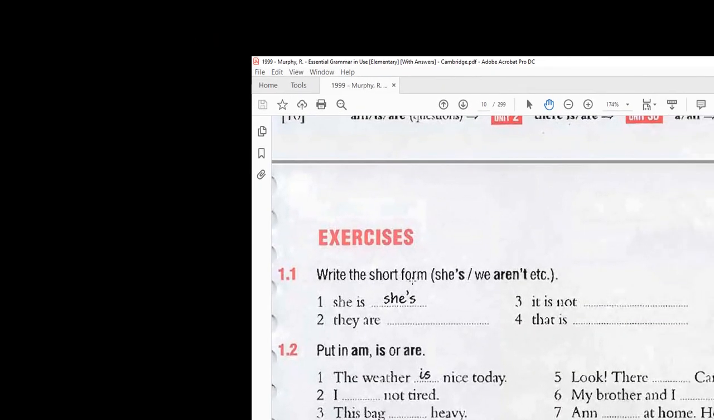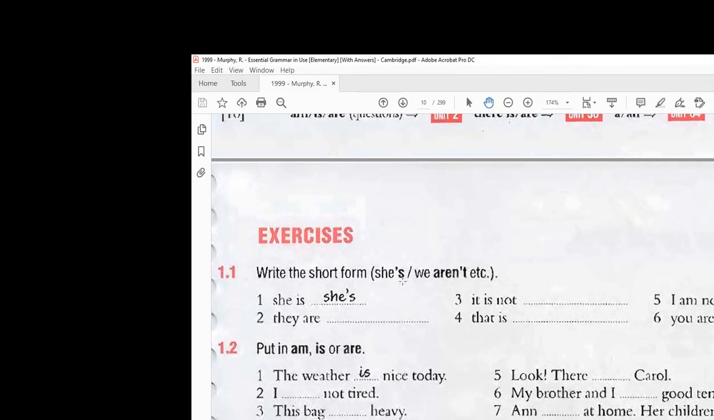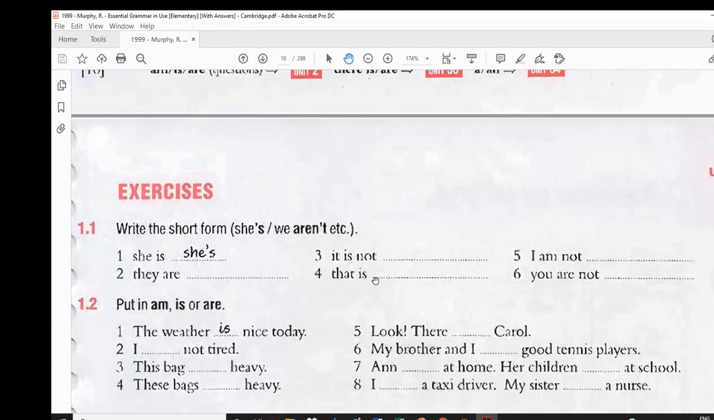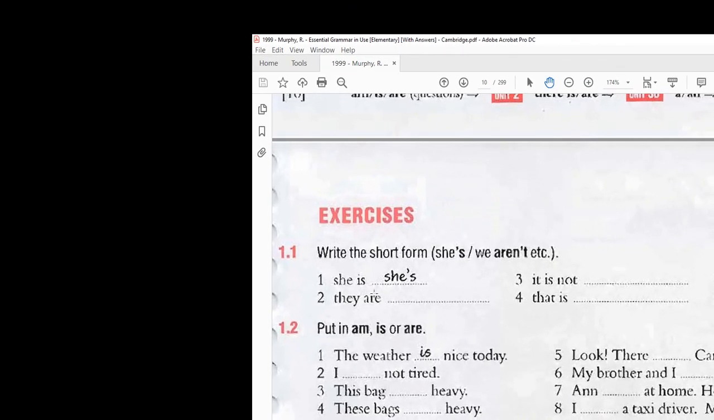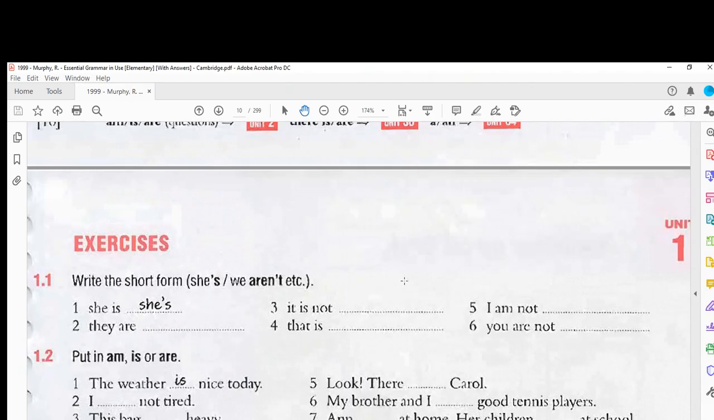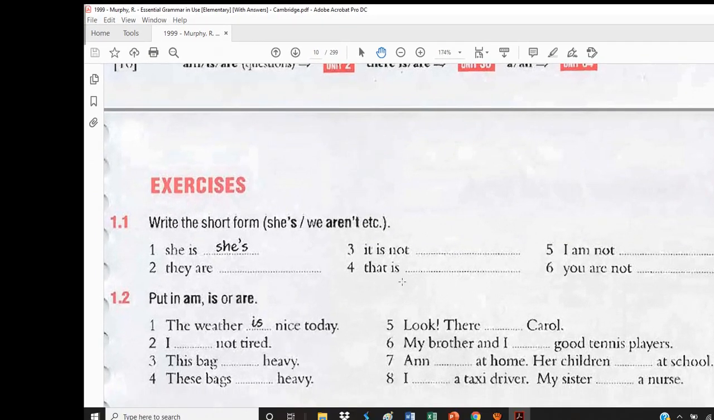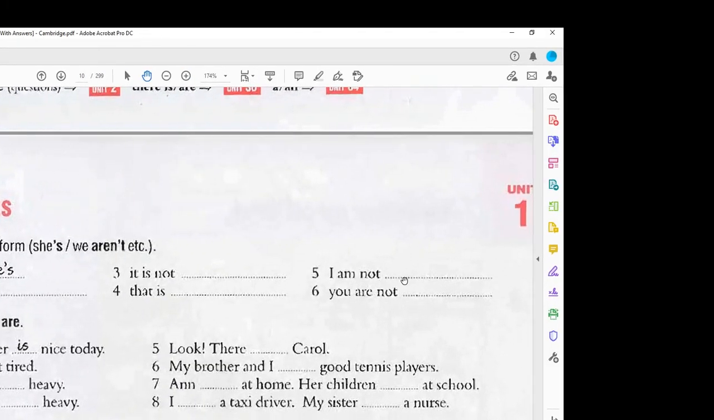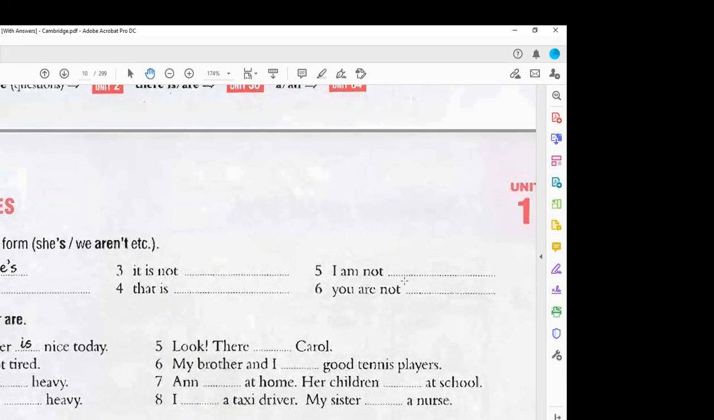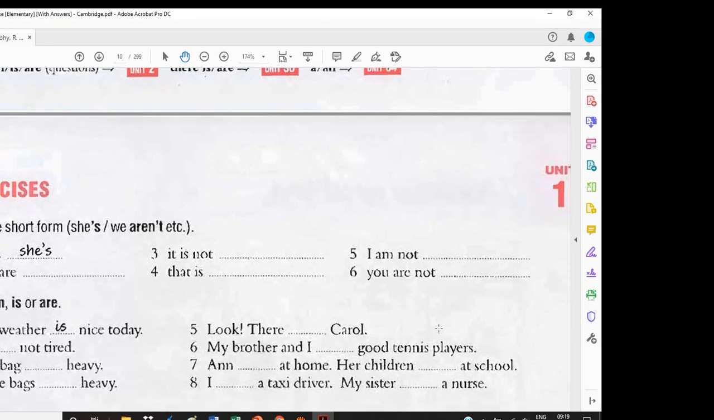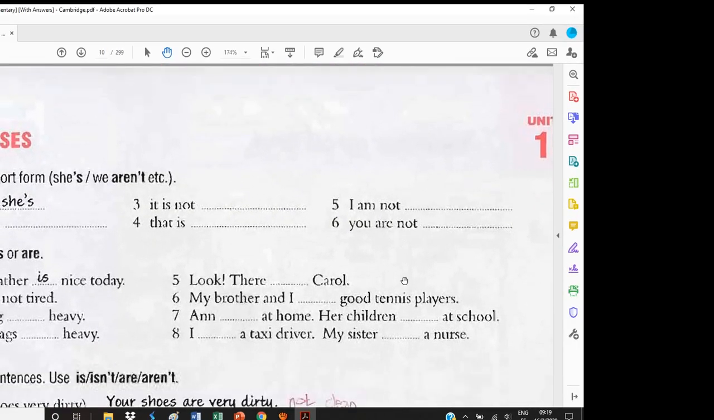And the first one says, write the short form for these personal pronouns. If it is "she is", you have "she's". If you have "they are", you already know it's "they're". "It is not", it's either "it's not" or "it isn't". Both ways are possible. "That is", you already know, "that's". "I am not", okay, I'm not gonna answer that because you already know and the explanation is in this video, so don't worry about it. Next is number 6, "you are not". You have so many options to do there, okay?